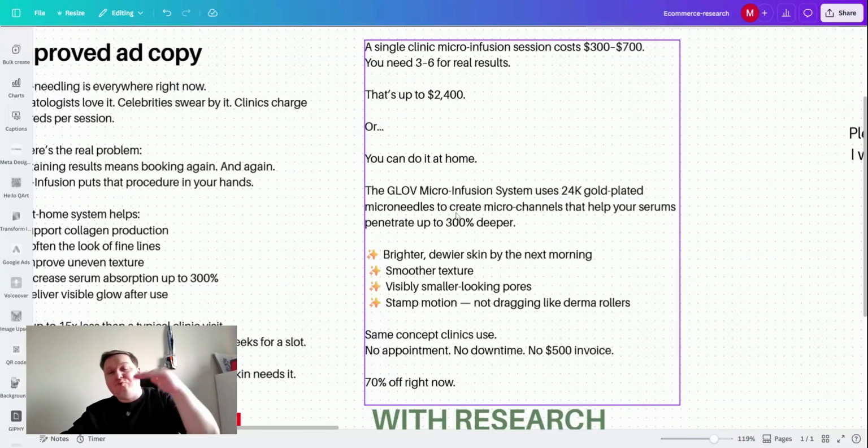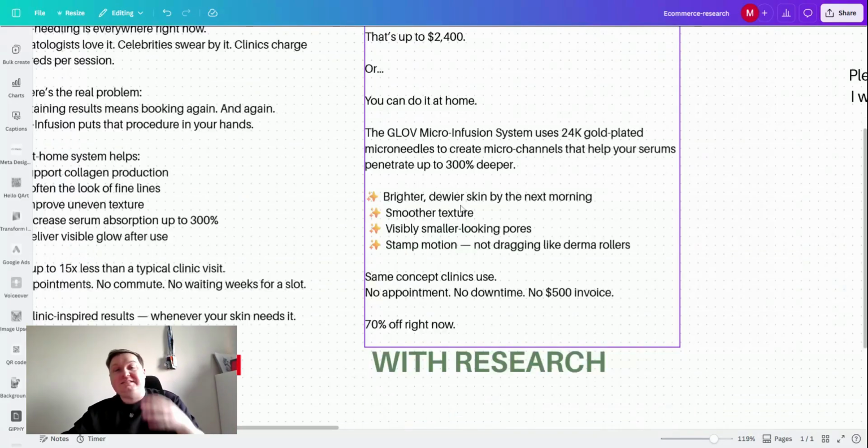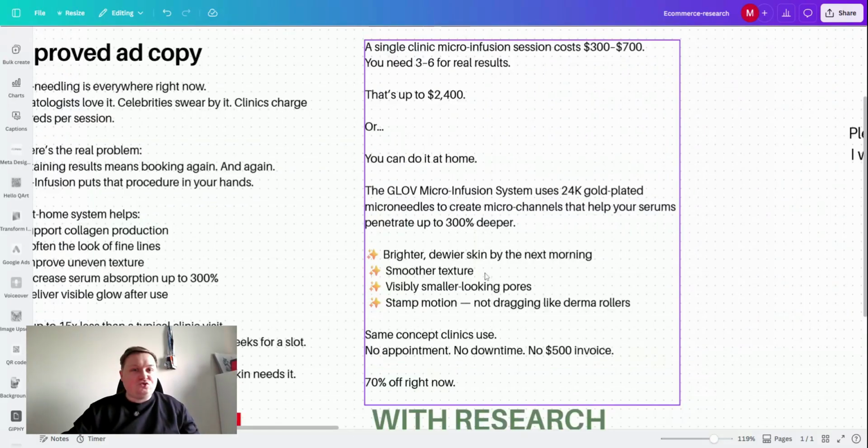And then it goes into the product benefits. Then it goes to selling the product, right? Then it says all these different benefits, blah, blah, blah. And then it goes, same concepts clinics use, no appointment, no downtime, no $500 invoice, 70% off right now. Again, you can play around with the structure, you can play around with the hook, whatever. Point is, this is far more specific when it comes to numbers and the actual challenges than the others were.